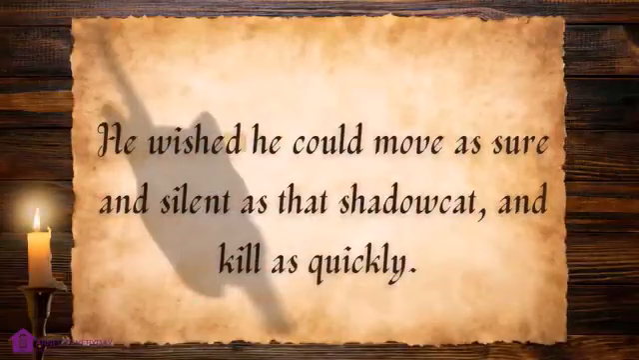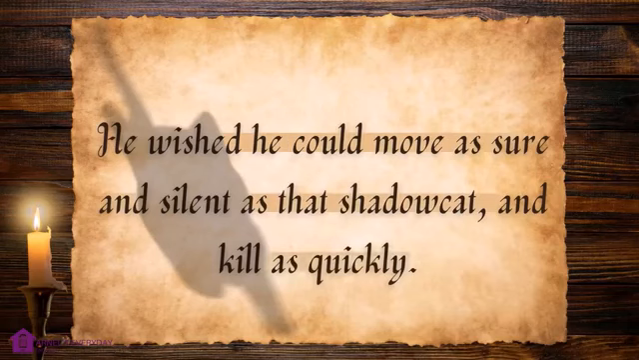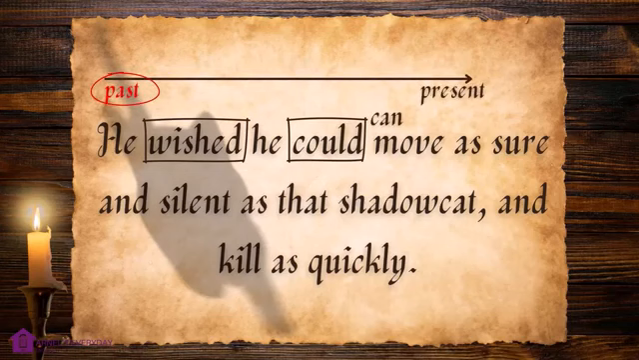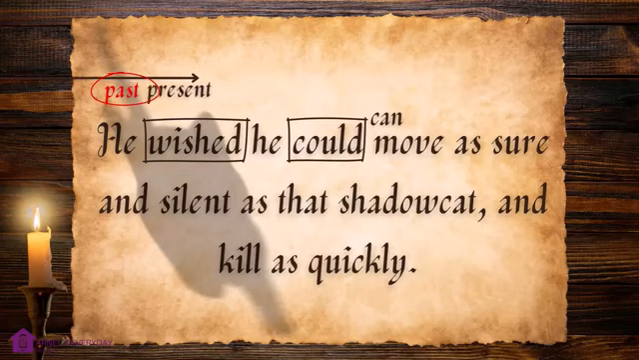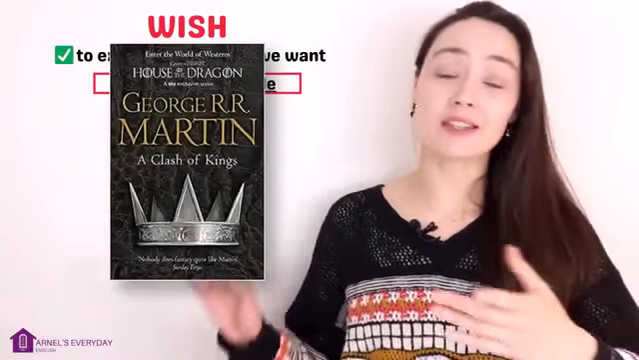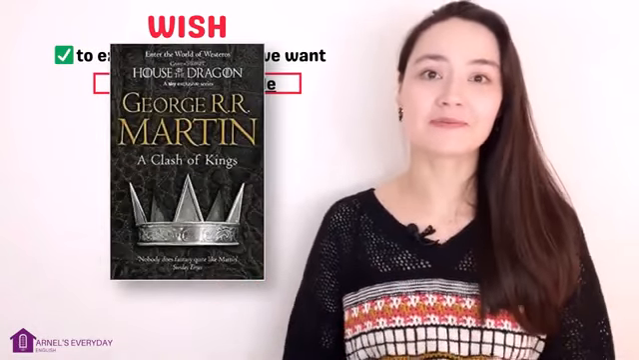He wished he could move as sure and silent as that shadow cat and kill as quickly. Wished in the past simple, and we have the past form here, could. You know could is the past of can. So even though this is in the past, we keep the past form again, which means at that moment, this is what the character was thinking. I'll refer to this book again later in this lesson. I mean, this book is just full of the subjunctive.